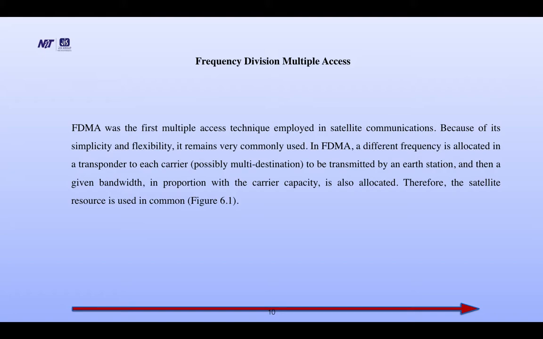So, frequency division multiple access. FDMA was the first multiple access technique employed in satellite communication because of its simplicity and flexibility. It remains very commonly used. In FDMA, a different frequency is allocated in a transponder to each carrier, possibly multi-destination, to be transmitted by an earth station, and then a given bandwidth in proportion with the carrier capacity is also allocated. Therefore, the satellite resource is used in common, as shown in figure 6.1.